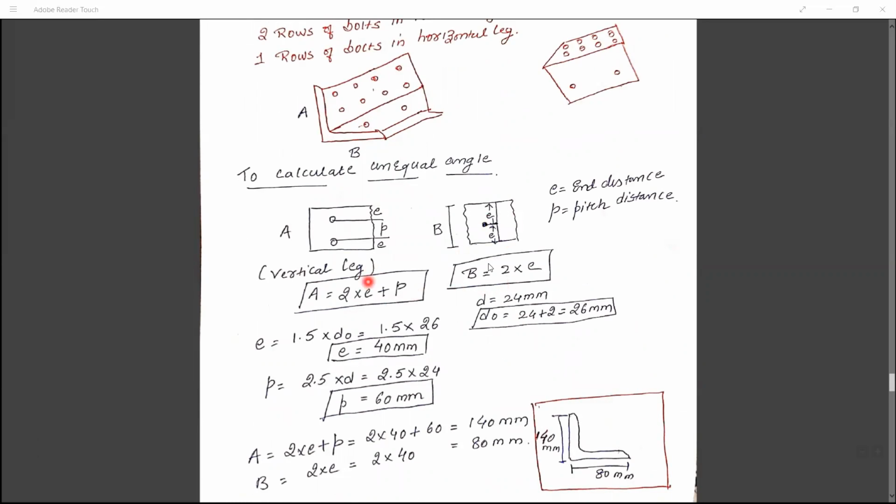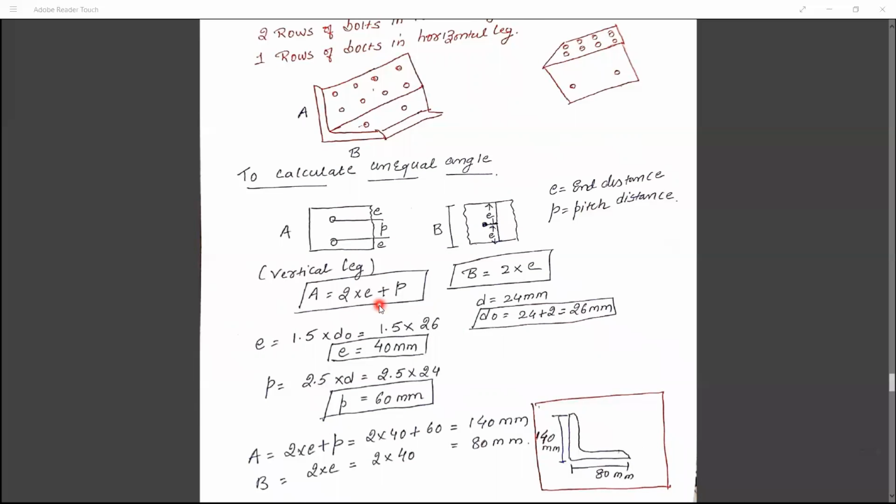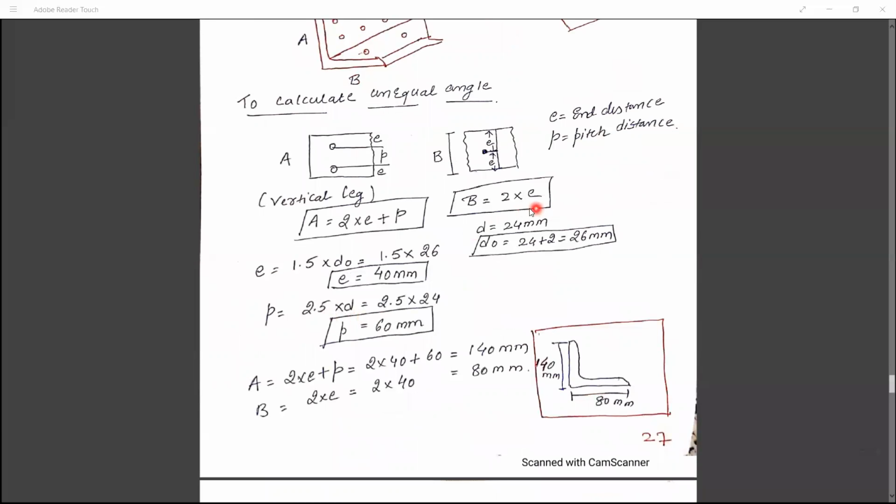These are all standard formulas. There is no derivation for this. You need to remember these standard formulas. These formulas are not given in the code book for gusset plates. You need to derive them, or you can remember these formulas directly. So B is equal to 2 into E. If you take this end distance, you'll get 26 mm.